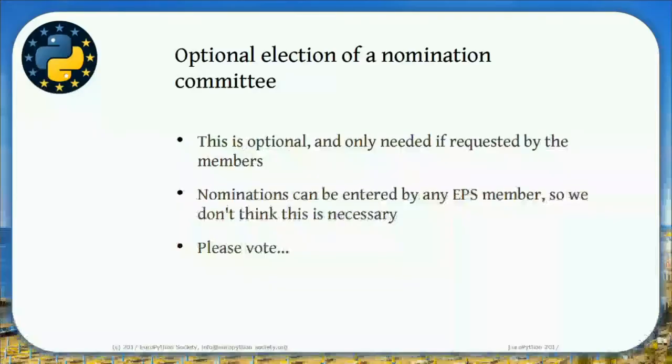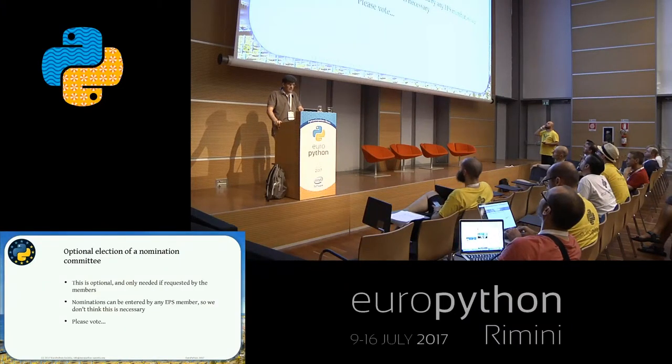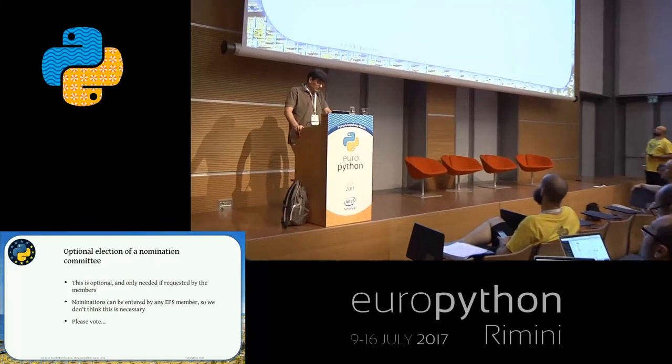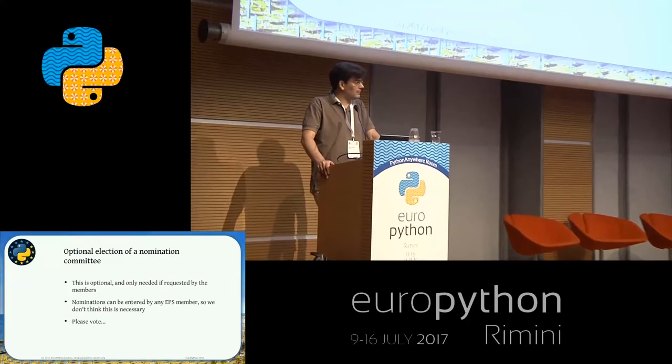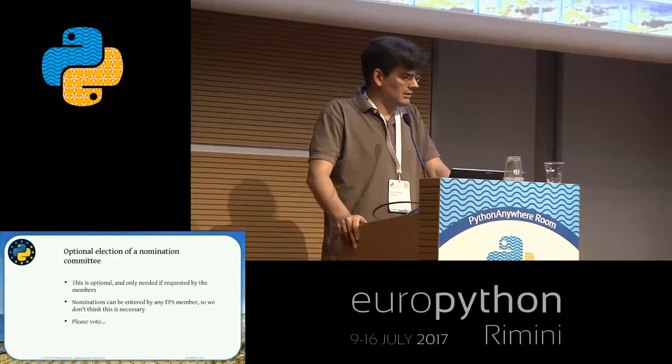So the next thing is the optional election of a nomination committee. The idea being that we have a committee that checks all the nominations and proposes them for the next election. We've so far never needed this. We don't think we're going to. The board thinks that this is not needed, but it's really up to you. If you think this is needed, then please speak up. Otherwise, we can vote on not having it.